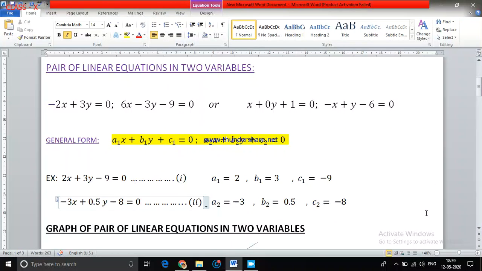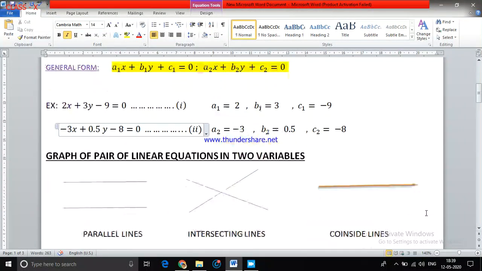Now, you already know, if I have the linear equation in two variables in class 9, you already represented on the graph, and we discussed that it is a straight line. Now I have two linear equations here, because pair of linear equations means two linear equations. If I represent these two equations on the same graph, how do they look?